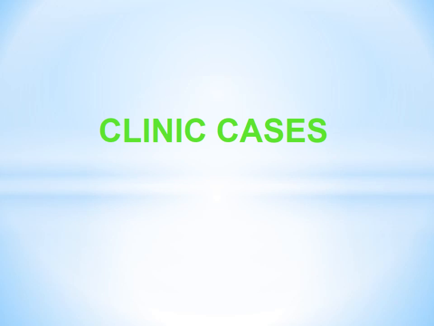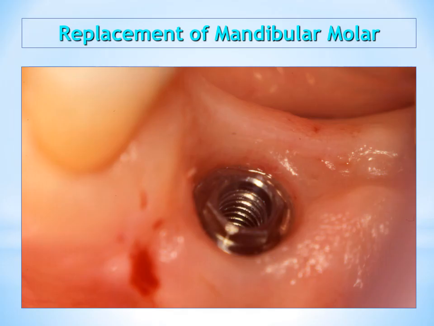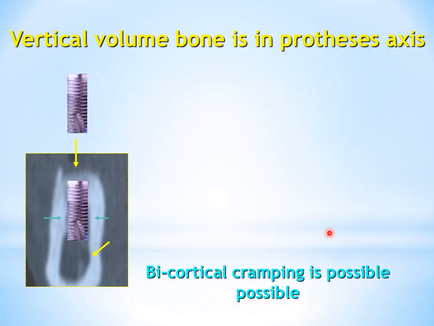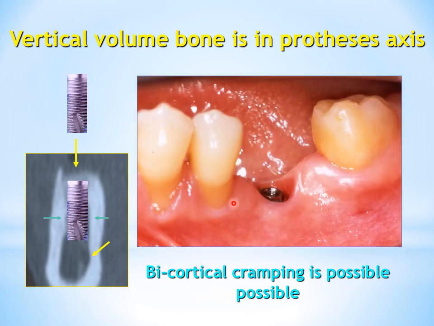Clinical cases. Replacement of a mandibular molar. Vertical bone volume is in the prosthesis axis. Bicortical clamping is possible.